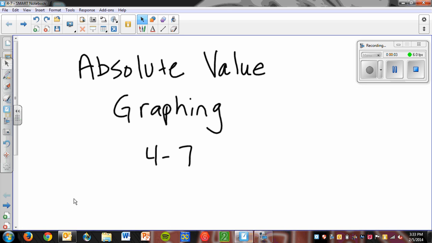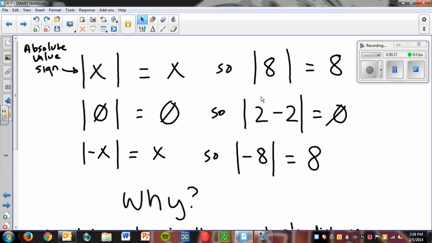Let me start here. Absolute value graphing. This is chapter 4, lesson 7. In the book, it gets kind of complicated and it gets very vague. So we're going to do it this way, to simplify things a little bit easier of what you need to know. So here's slide number 1.